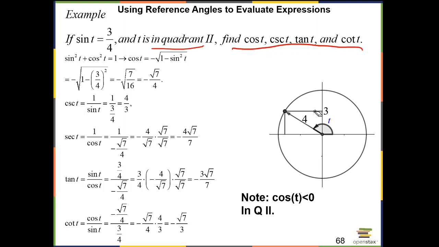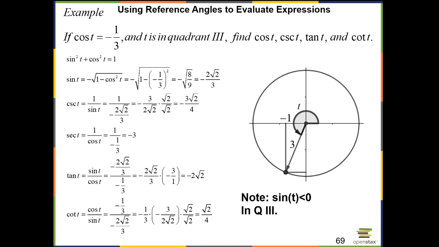It makes cosecant positive because it's 1/sine. And it makes secant negative because it's 1/cosine, right? And you see them right here. And I'll let you look at this and figure it out if you want to stop the video.